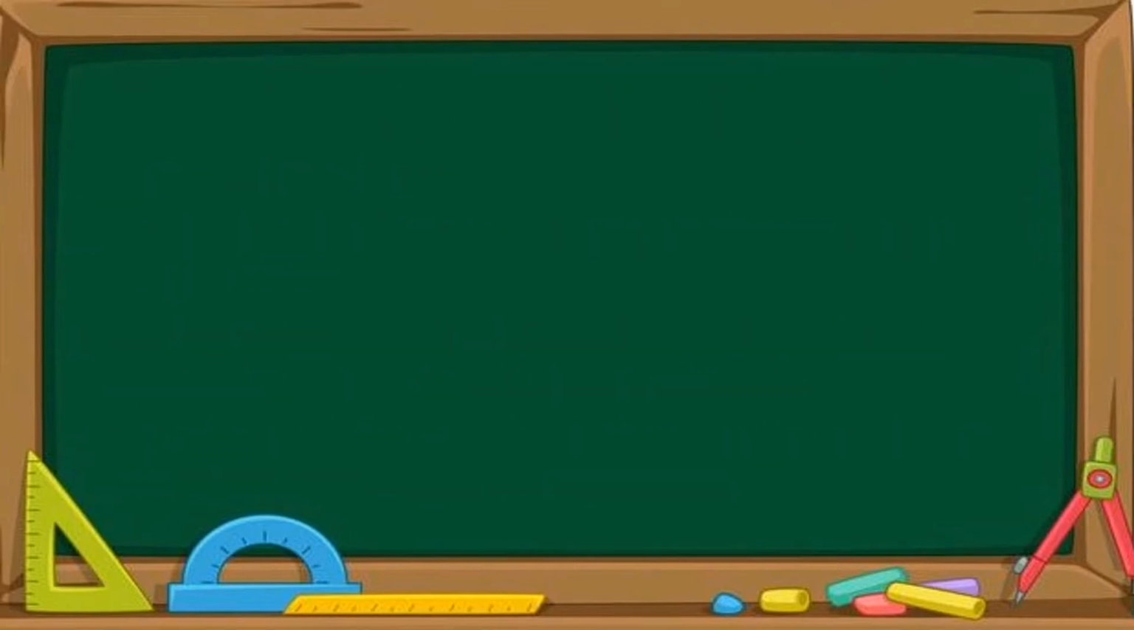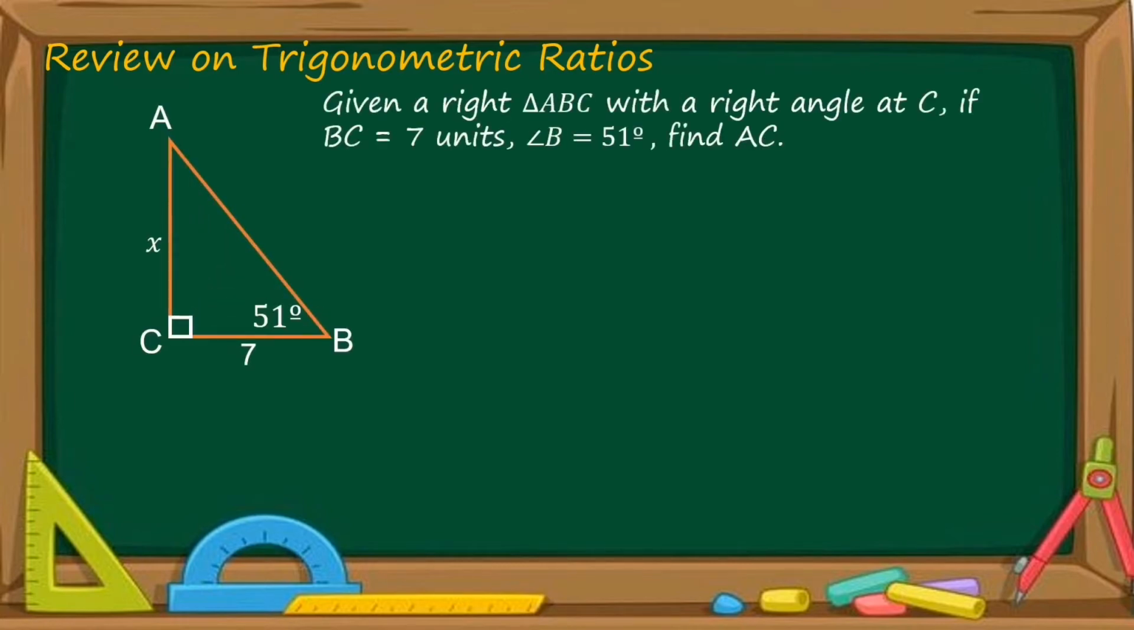To start, let us review the prerequisite lesson to our topic, which is trigonometric ratios. In a given right triangle ABC with a right angle at C, if BC is equal to 7 units, angle B is equal to 51 degrees. Let us find the measurement of AC.